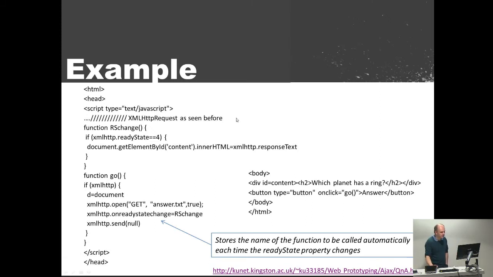So here is the body of your code. It's an HTML code. I have the header, which planet has got a ring. And I have a button. And when I click the button, it calls the go function. The go function is a JavaScript function that I've created myself.